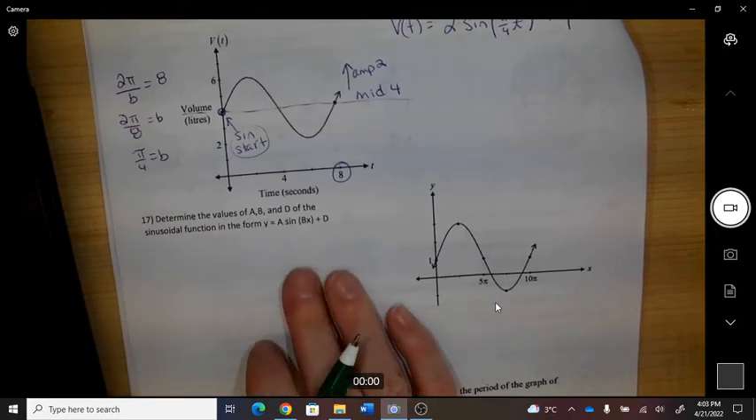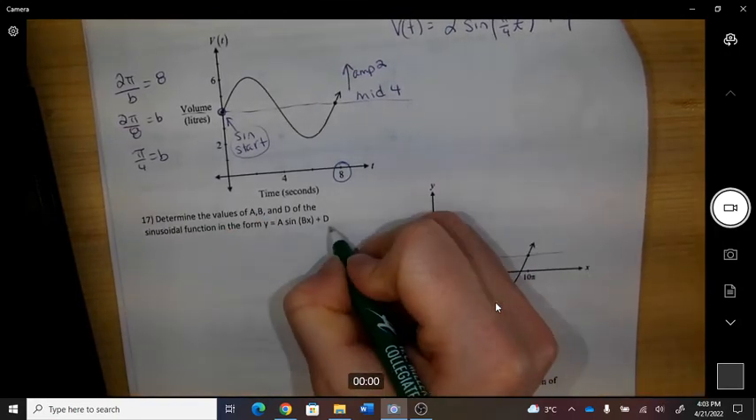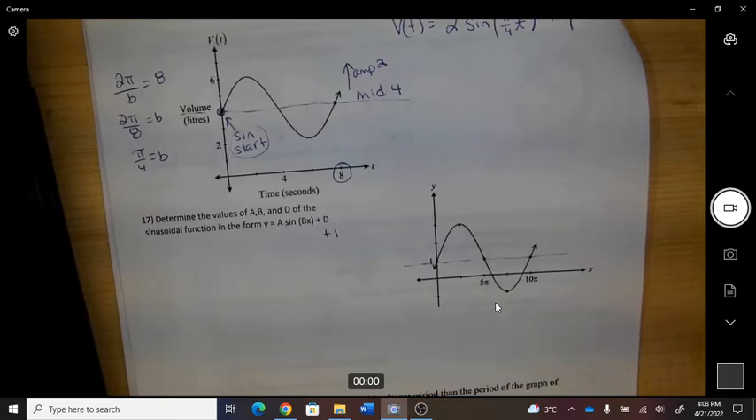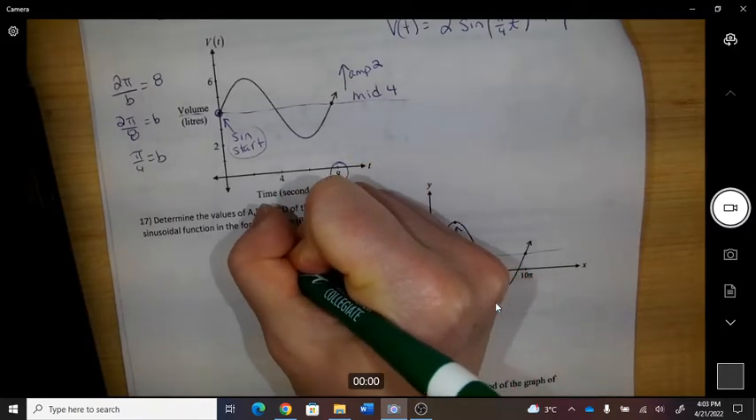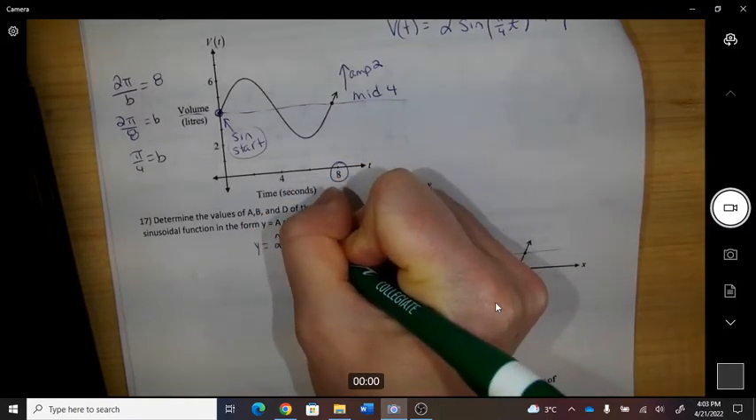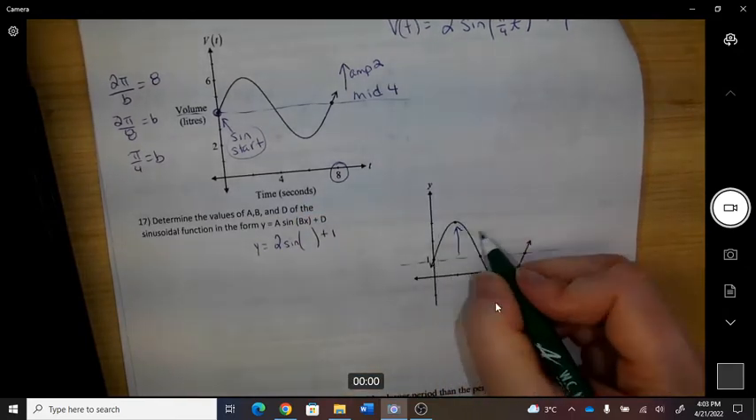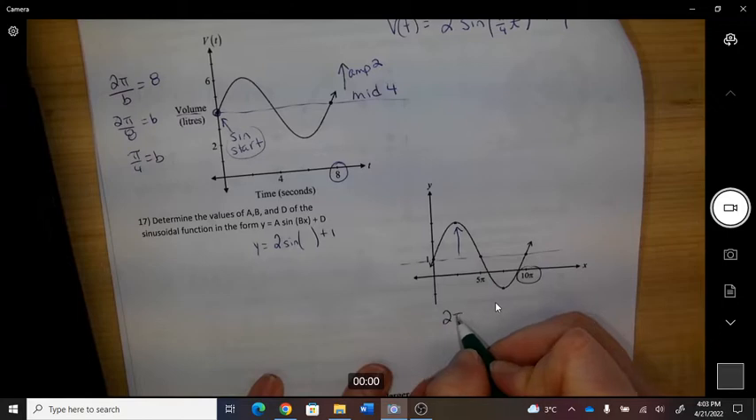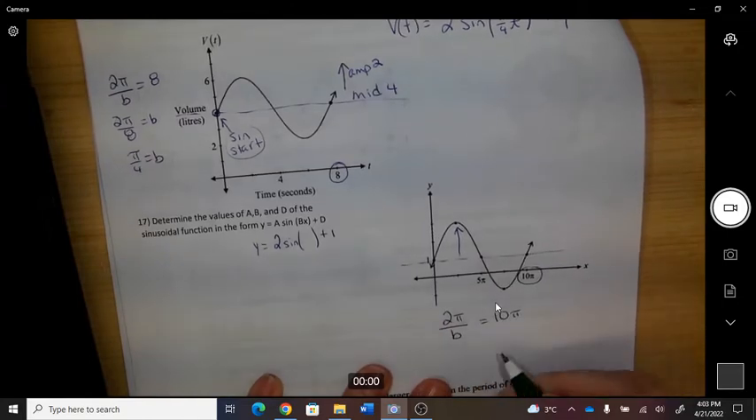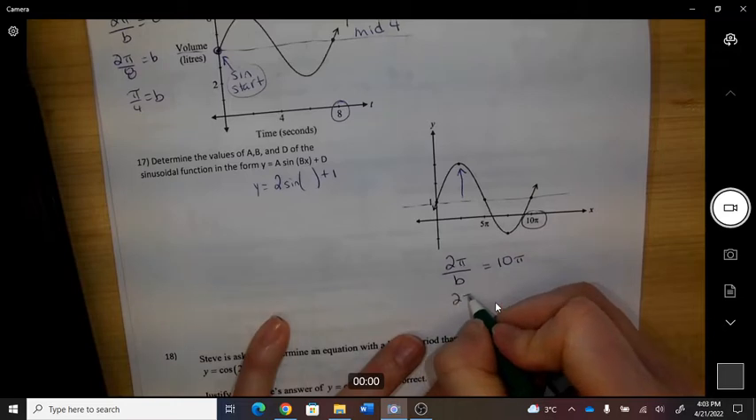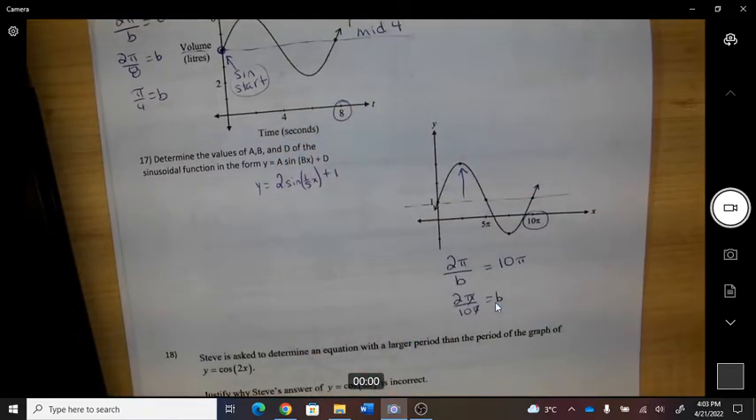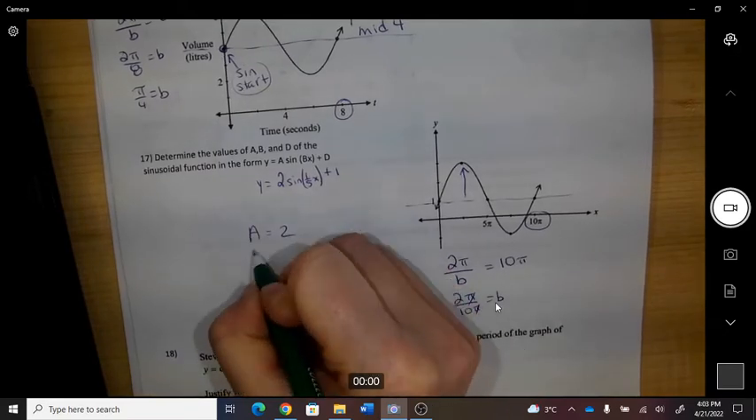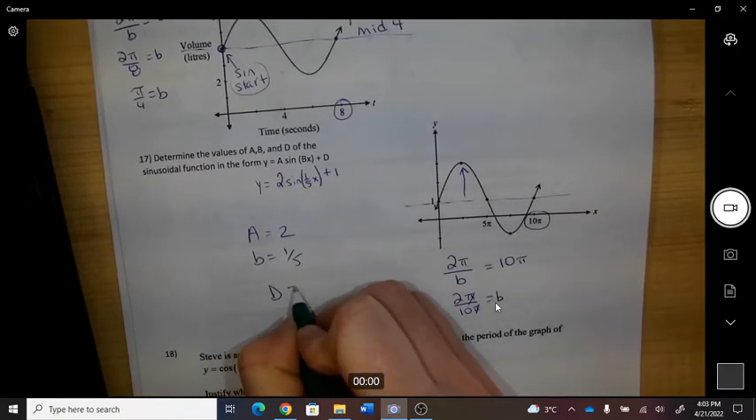Determine the values of this equation. So this will be a plus 1. And then how far am I off? I'm 2. So this will be a 2. And this is the end of the cycle, 10 pi. So 2 pi divided by something will be equal 10 pi. I'm going to switch those places. That cancels, and that would reduce to 1/5. So I guess we could write a equals 2, b equals 1/5, and d equals 1.